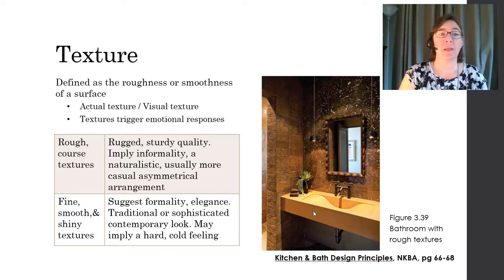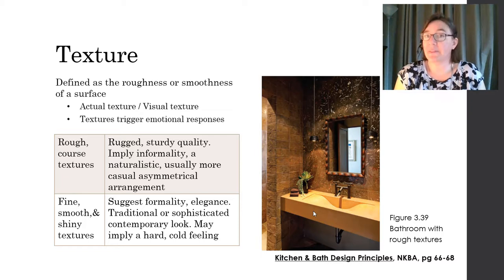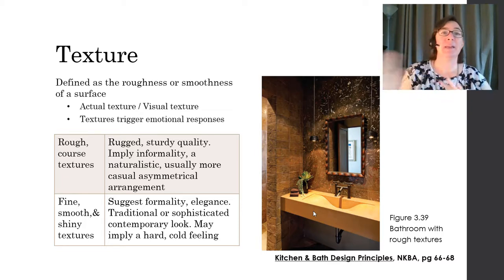For example, rough and coarse textures, like in the example in our picture here on the slide, can have a rugged or a sturdy quality, and they imply informality. Rough and coarse textures can be naturalistic, and they're usually more casual. They might be in asymmetrical arrangement.